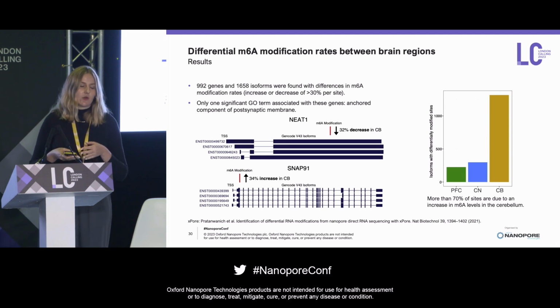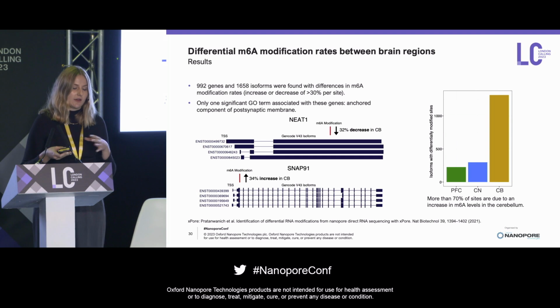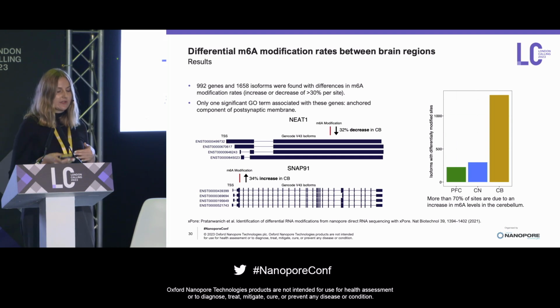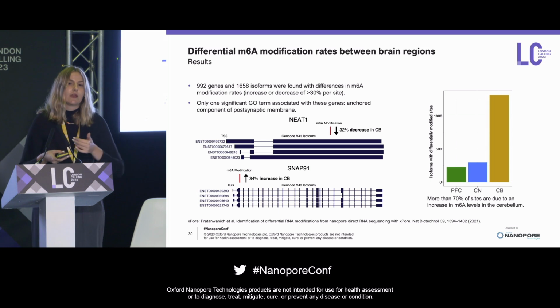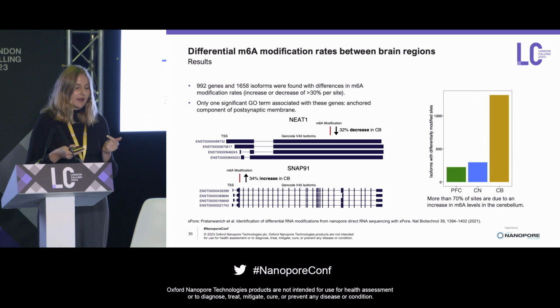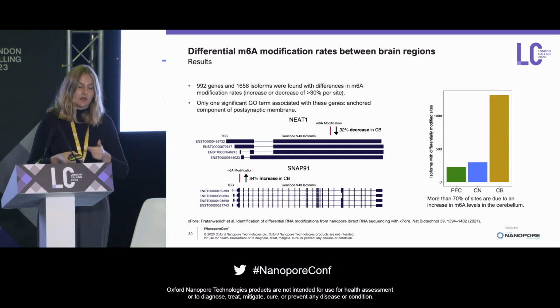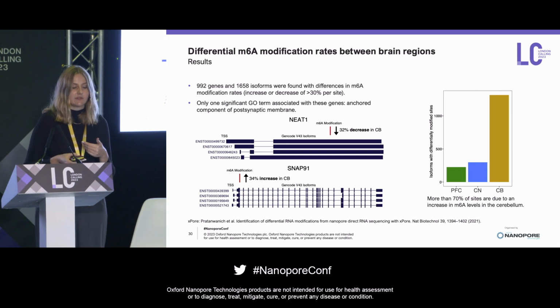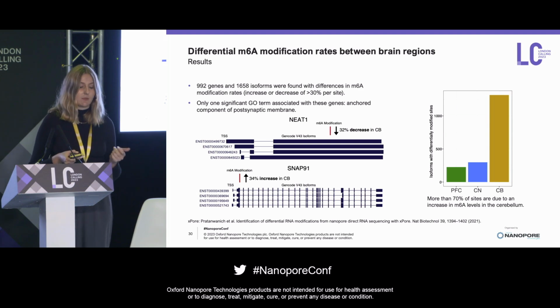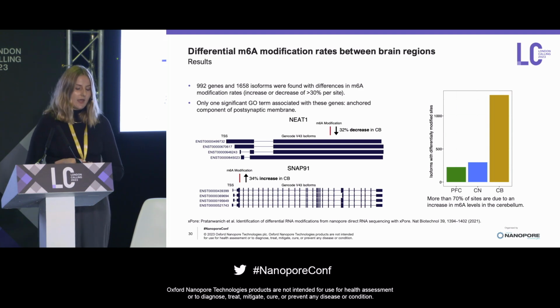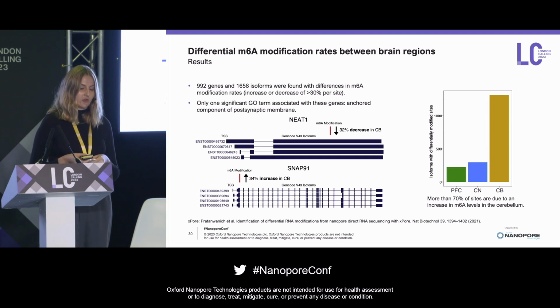So as well as identifying both common modification and specific modification, we can also identify changes in the levels of M6A at a particular site in a transcript isoform. And we can find when these are actually changing in their levels across different brain regions. So in total, we found approximately 1,000 genes and 1,500 isoforms with differences in the M6A modification rates. In the plot on the right here, we can see that most of the time, these are coming from the cerebellum, more than 70% of the time. And this makes sense because we had the highest proportion of modified genes and isoforms here.